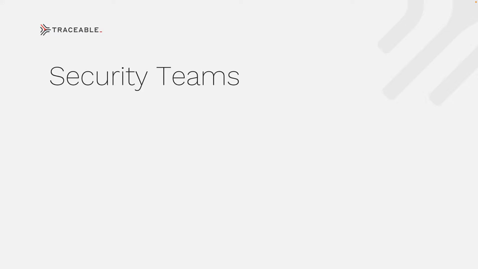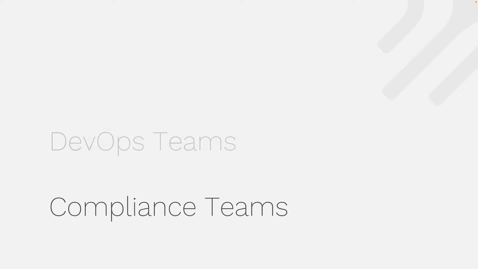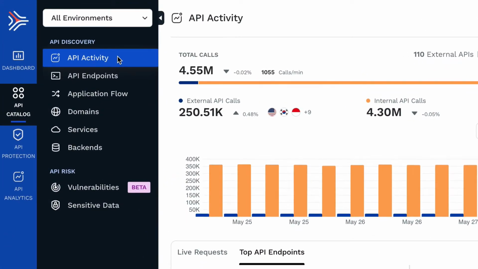Traceable AI helps security teams understand their API risk exposure by proactively identifying vulnerable APIs and sensitive data flows, DevOps teams to identify issues early in non-production environments. And for compliance teams, Traceable helps them become more efficient by enabling them to track and audit data across their application landscape. API Catalog provides a single pane of glass to surface all your API activity in your environment.